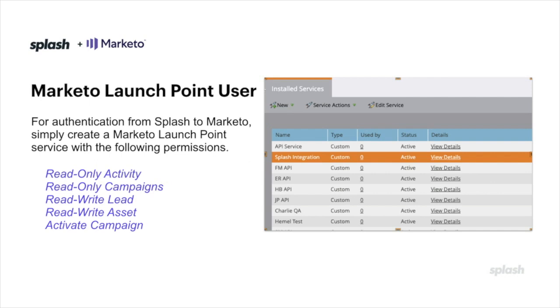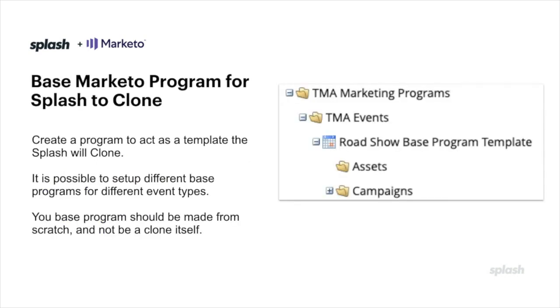Gotcha. The next piece here is make sure that you set up a base program or a set of base programs that you're going to clone. Splash is not creating a program just by hitting the API and saying make new program. It's got to have a program to clone from, because of the scaled approach that we're taking.